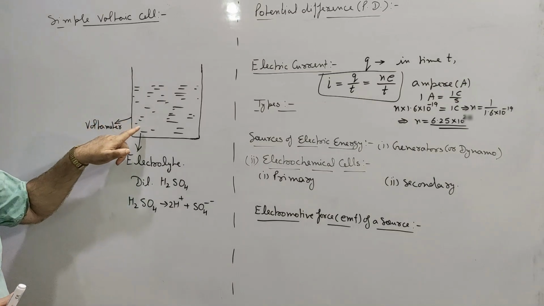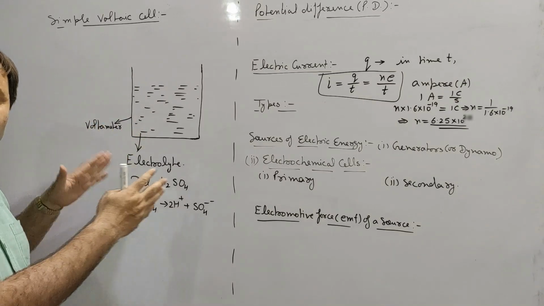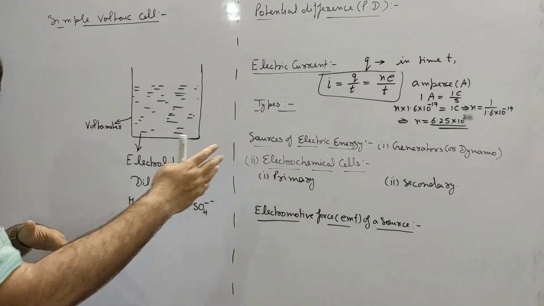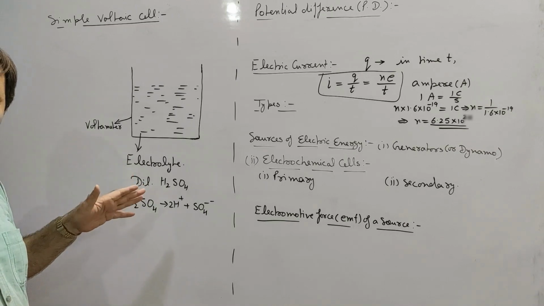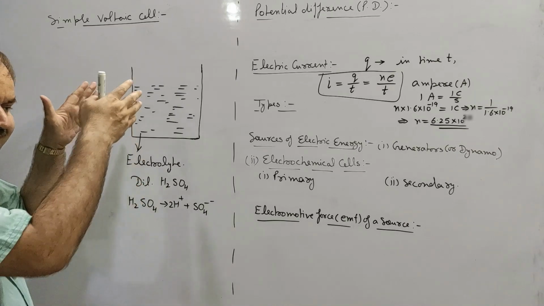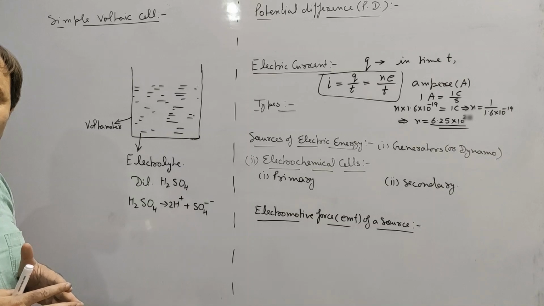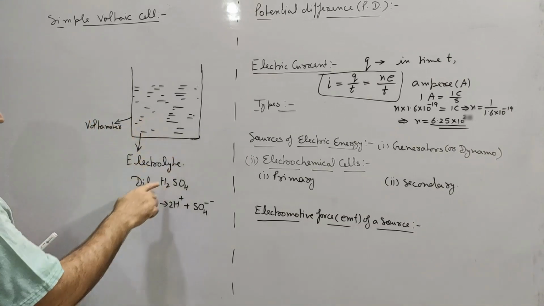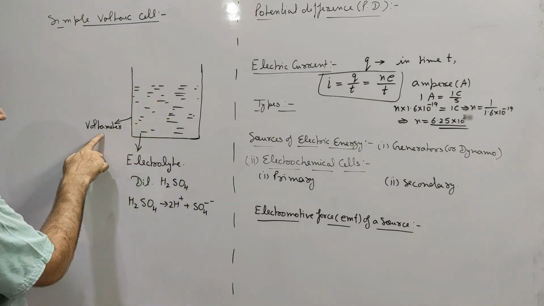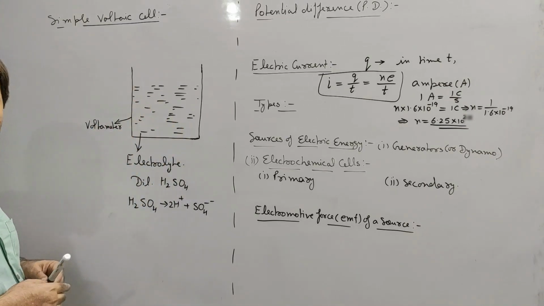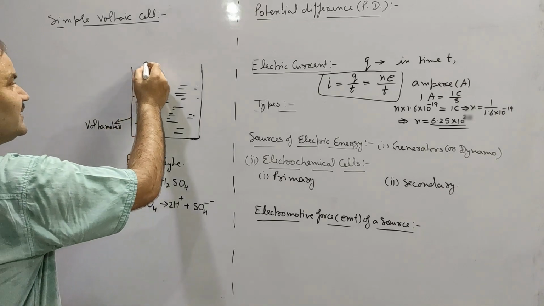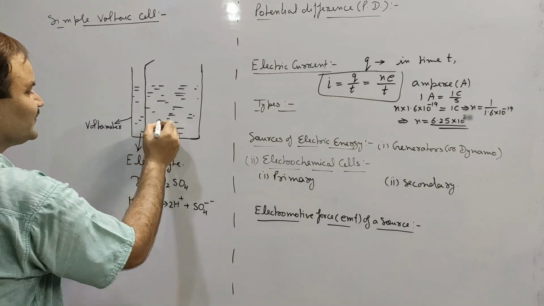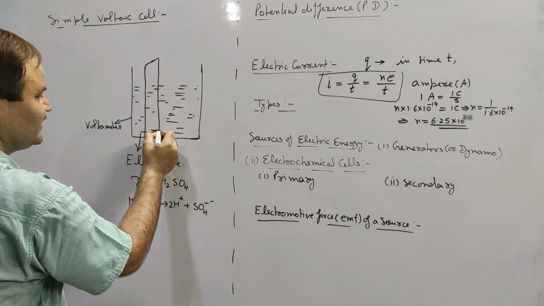Then what is electrolysis? It is the process of separation of ions: positive ions will move towards one side, negative ions towards another side. So the process of separation of ions when electric current is passed through an electrolyte is called electrolysis. So here in the cell, the first thing will be the voltameter, then an electrolyte, and then there will be two electrodes, that is two plates dipped in the electrolyte.